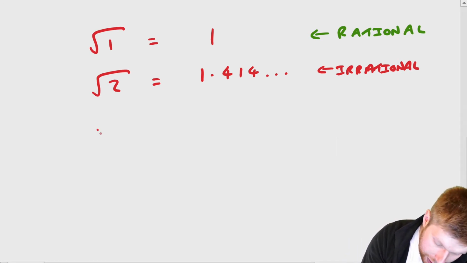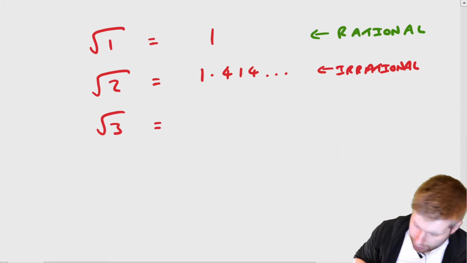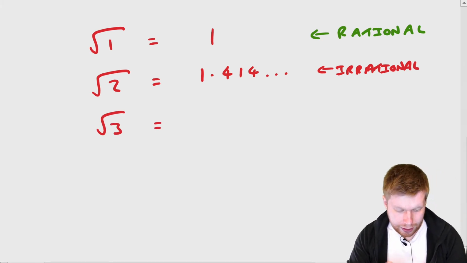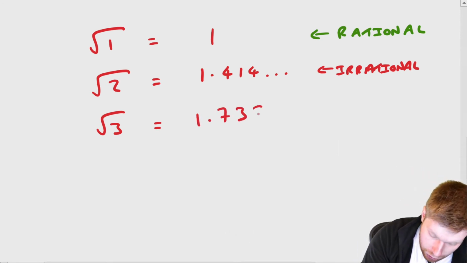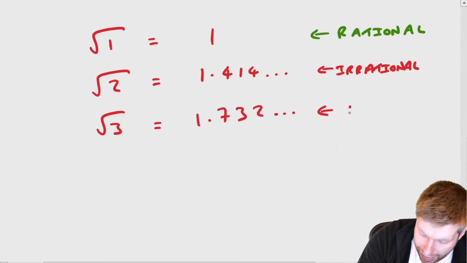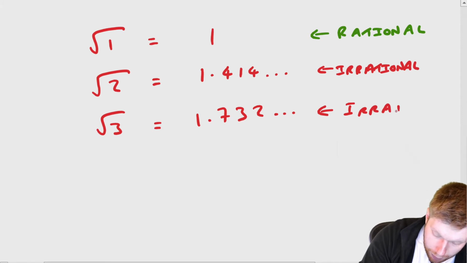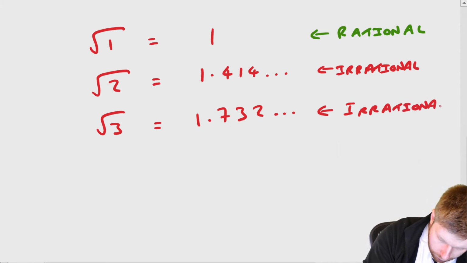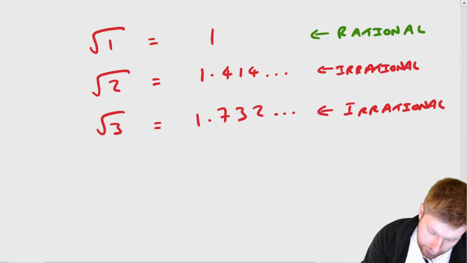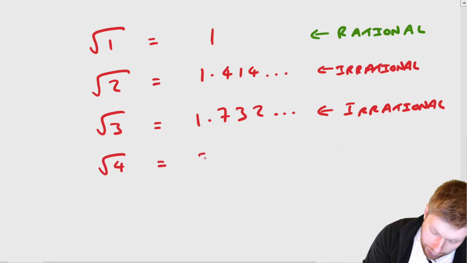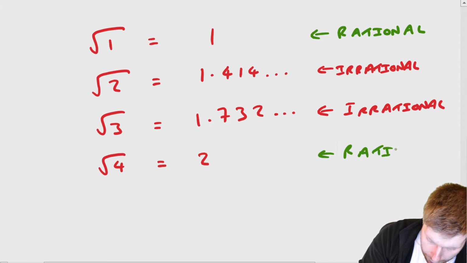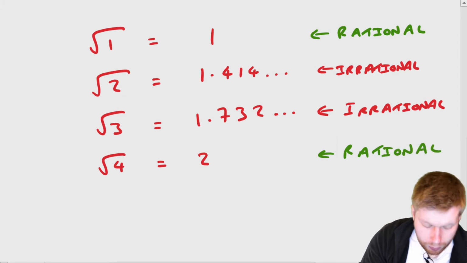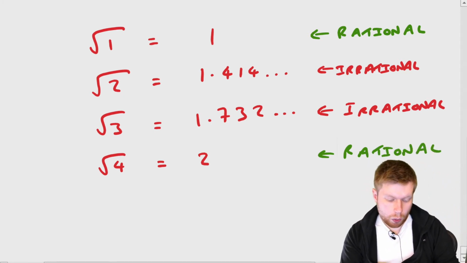If I try square root of 3 now, so let's try another integer. If I stick square root of 3 in a calculator, what does this come out as? Well, it comes out as 1.732, etc., etc., etc. Here we have another irrational number. So square root of 3 is irrational. Now if I try square root of 4, hopefully you realise that's 2. Great, that's rational.